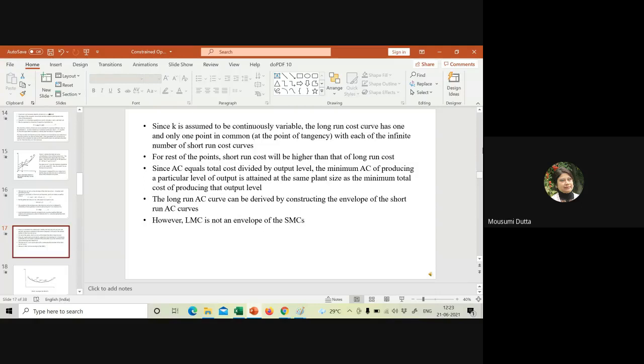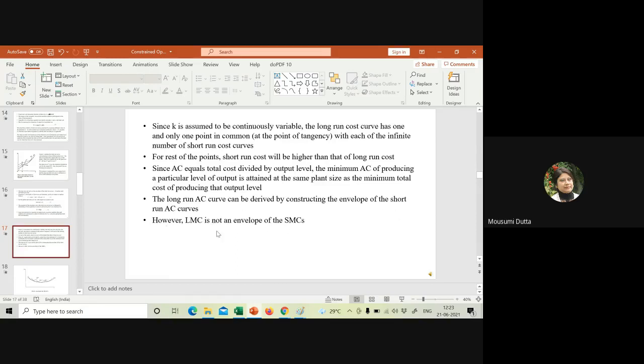Since average cost equals total cost divided by the output level, the minimum average cost of producing a particular level of output is attained at the same plant size as the minimum total cost of producing that output level. The long run average cost curve can be derived by constructing an envelope of the short run average cost curves.